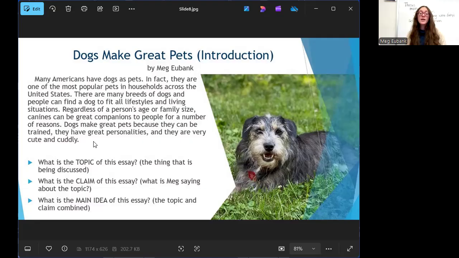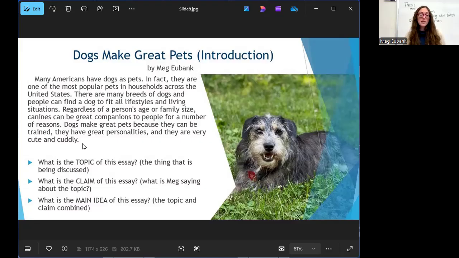3 big things. Now, this can help with the organization of your paper, because as a reader reading this, I can expect that the next paragraph will talk about how dogs can be trained. Then the paragraph after that will probably talk about their personalities. Then the paragraph after that will talk about how they're cute and cuddly. As a writer, you can do this to keep yourself organized too. You can say, okay, I want to talk about dogs, how they are good pets. So I will say dogs make great pets. And I want to give 3 big reasons that I will discuss in detail.